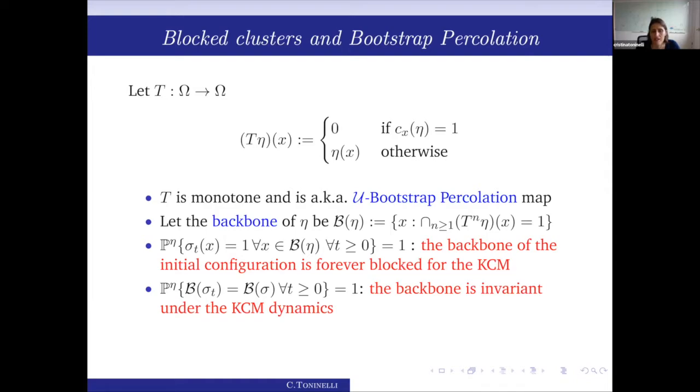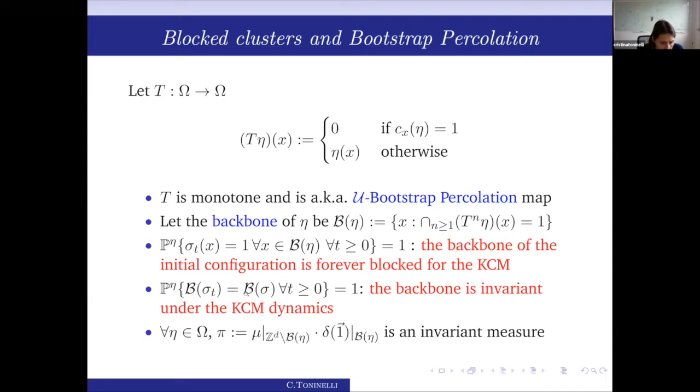In particular, if I don't have a blocked cluster of particles initially, I cannot create it, okay? This is trivial due to the reversibility, but sometimes it's natural to wonder whether this sort of blocked cluster can be created from nowhere. It's not possible.